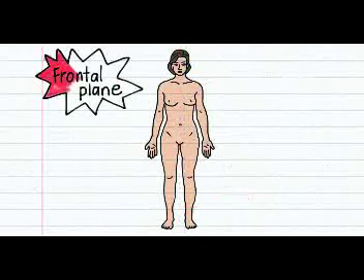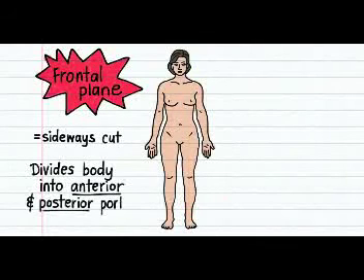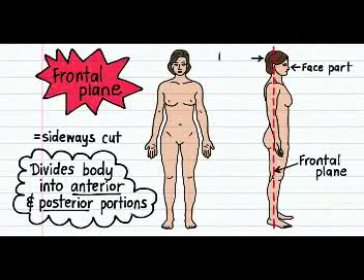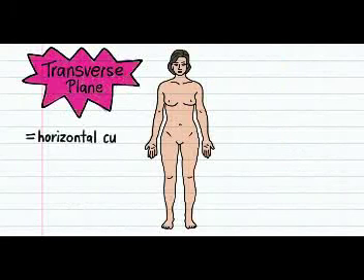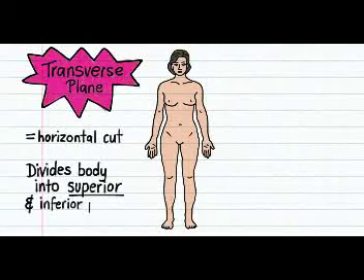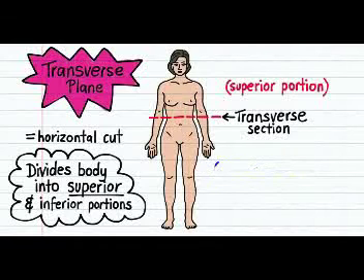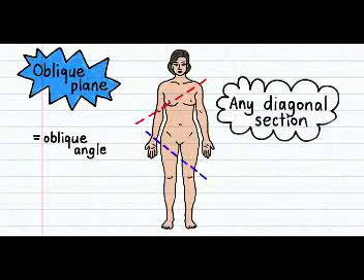Next is the frontal plane. This plane divides a body into anterior and posterior portions. For example, a frontal section of the head would divide it into the face part and the back of the head part. Next we have the transverse plane. This is a horizontal cut that divides the body into superior and inferior portions. Finally, there is an oblique plane, which passes through the body at, you guessed it, an oblique angle.